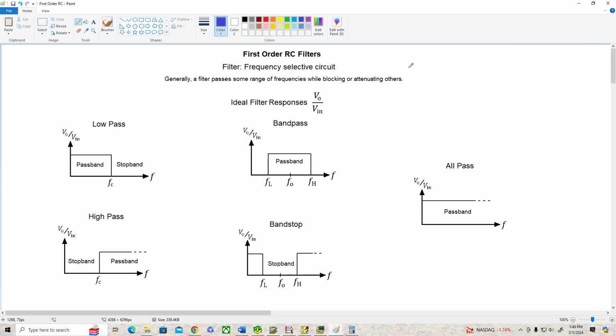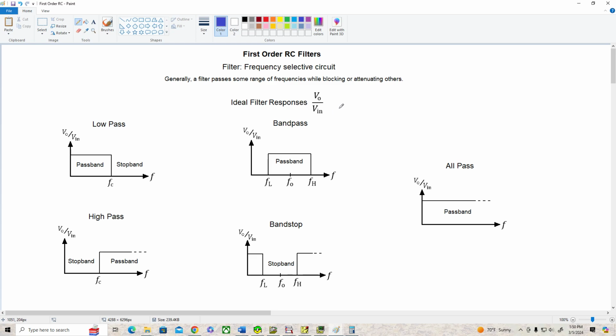Before we actually look at the filter circuits, let's just review some basic filter concepts. A filter is a frequency selective circuit that's designed to pass a certain range of frequencies while rejecting or attenuating all others. We quantify the response of a filter through the ratio of its output to its input as a function of frequency. Usually we're interested in voltages, so that's going to be V out over V in.